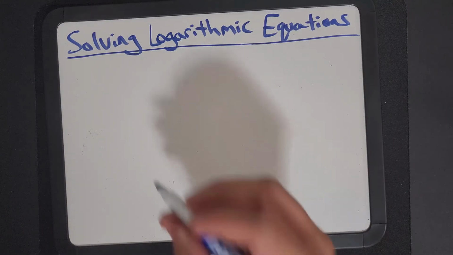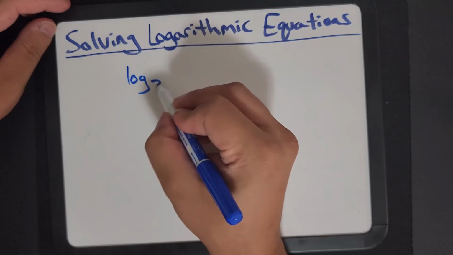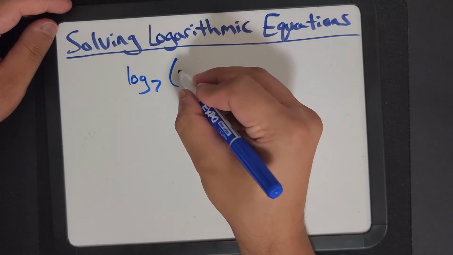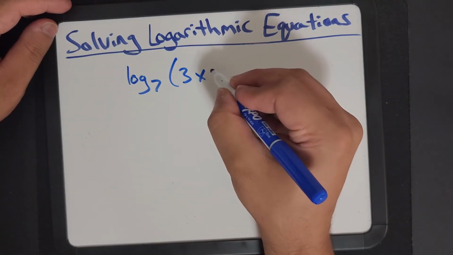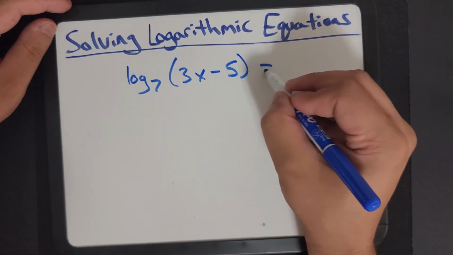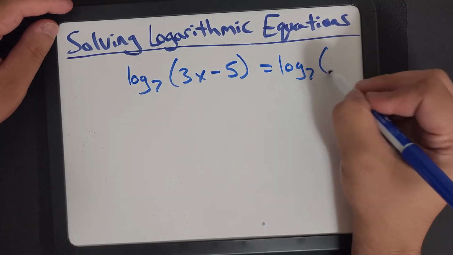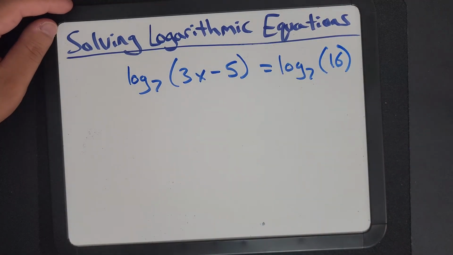Let's try something like this. Say we have log base 7 of 3x minus 5 equals log base 7 of 16.